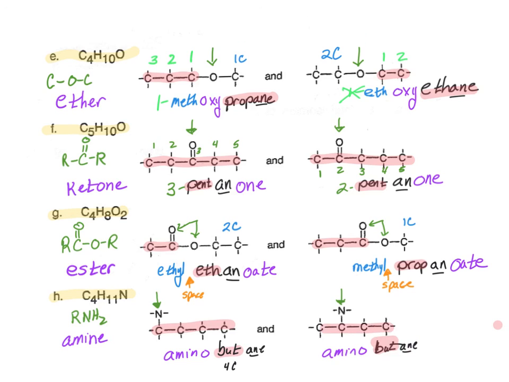So these are both aminobutane, but are they the same compound? No, they're not, because the amine group is on different carbon numbers. So the first one will be 1-aminobutane, and the second one will be 2-aminobutane. And those are some examples of positional isomers.